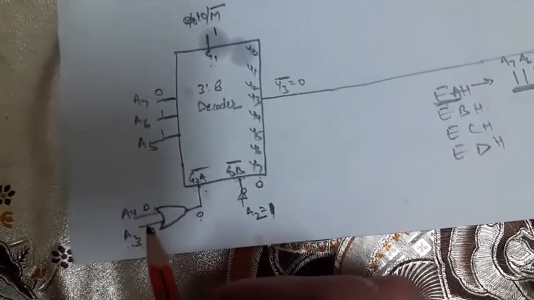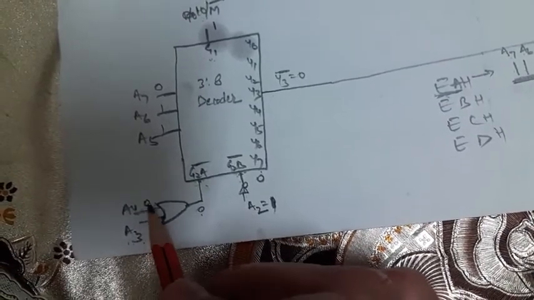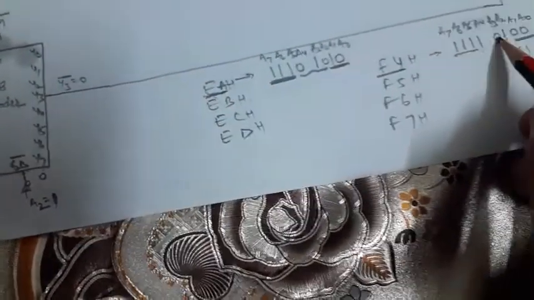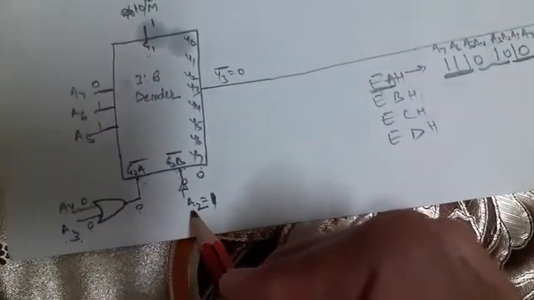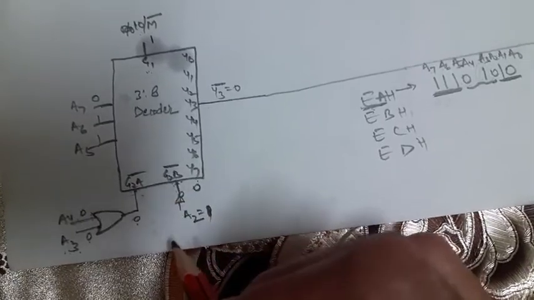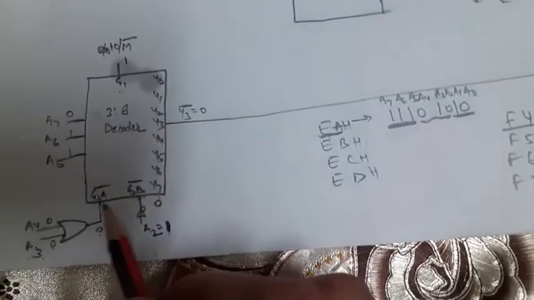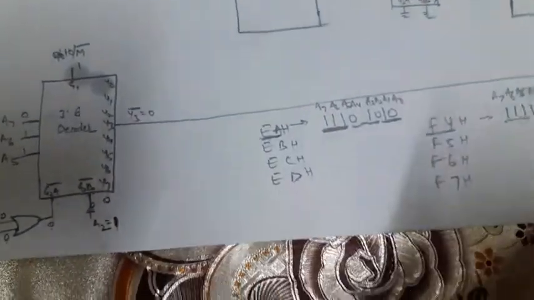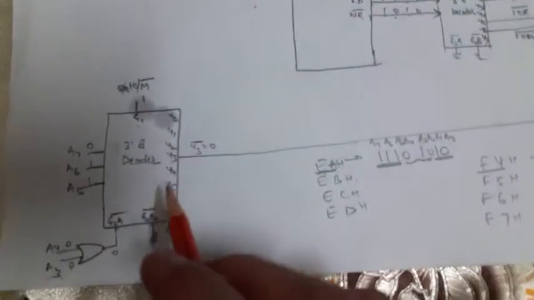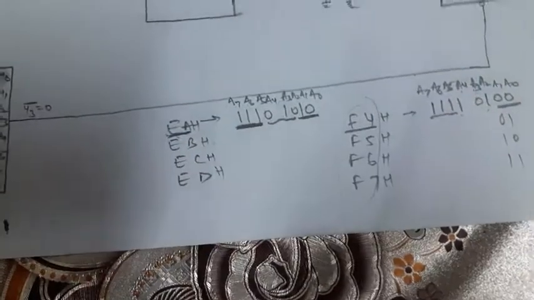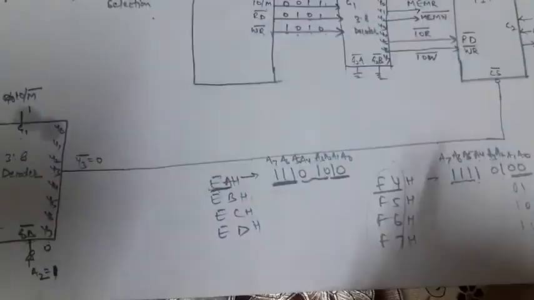So if you take A4 and A2 over here, both have the value 1, so you put an inverter on both lines and they will be converted into 0, and that 0 will come to G2A bar. A3 has the value 0, so you can directly connect A3 without using an inverter. In this way you can connect any of the pins with G2A bar and G2B bar, but our aim is to select the chip only for these addresses, or whatever mentioned addresses only. So we need to take all the bits into account.